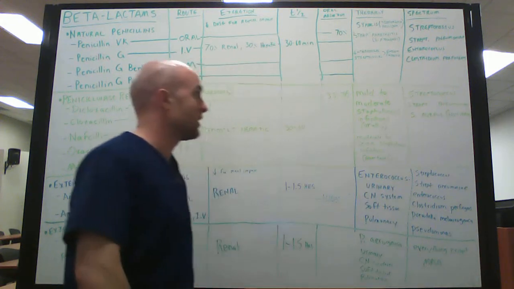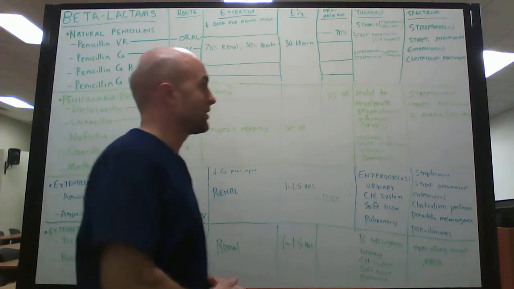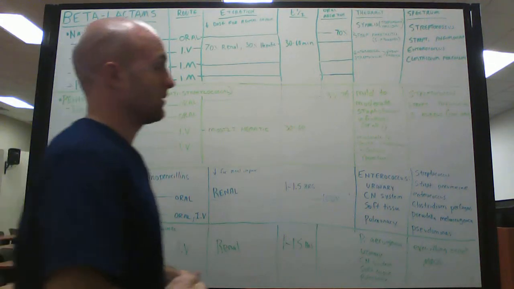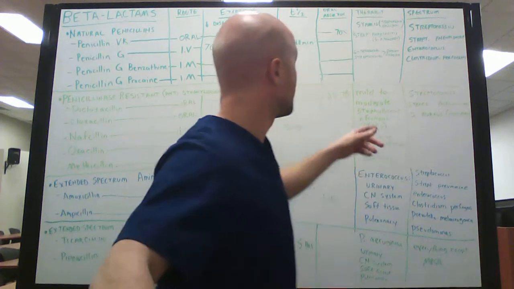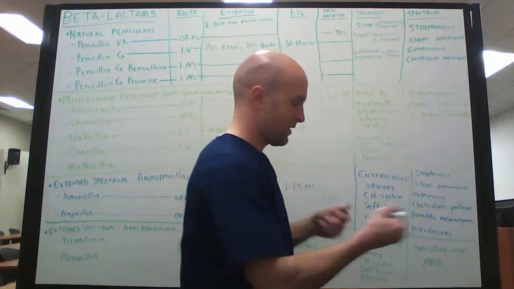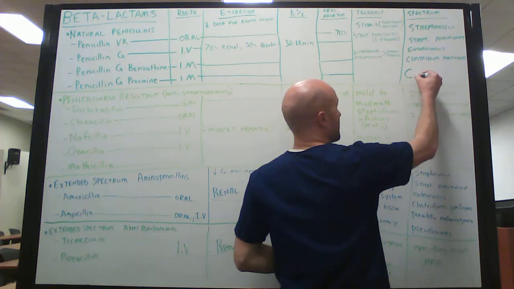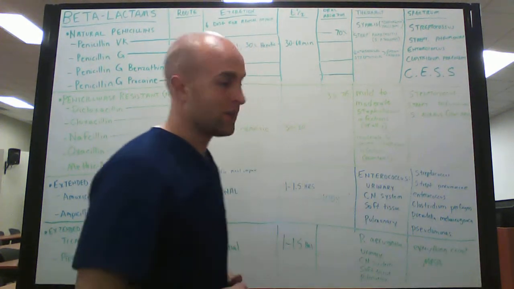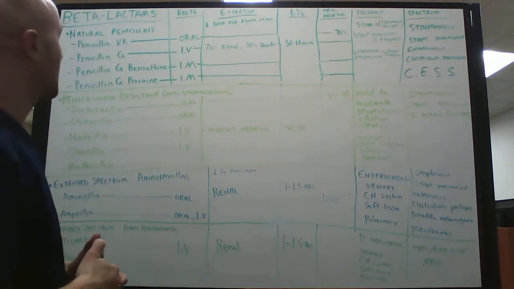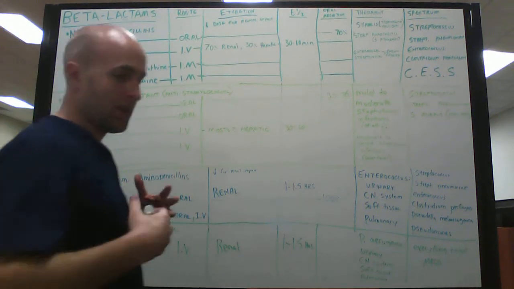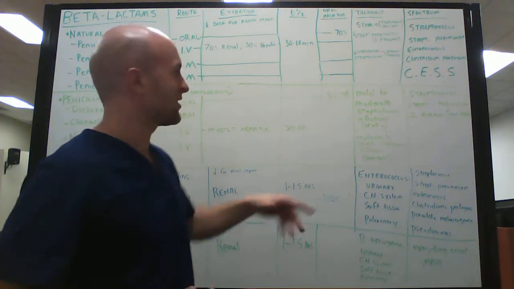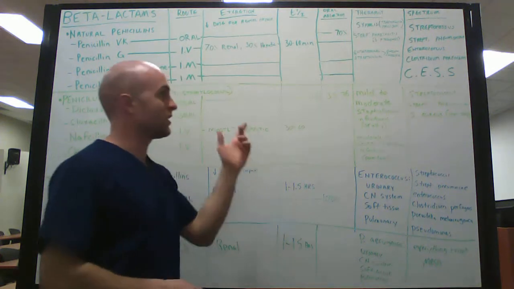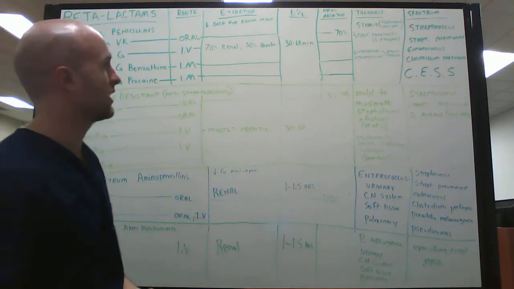So these natural penicillins are the ones that target these, and that makes the acronym CESS. Penicillin typically comes from, I guess it grew on molds, so you think of a cesspit coming from cess. This is what it gets: Clostridium perfringens, Enterococcus, Streptococcus pneumoniae, and Streptococcus sp.